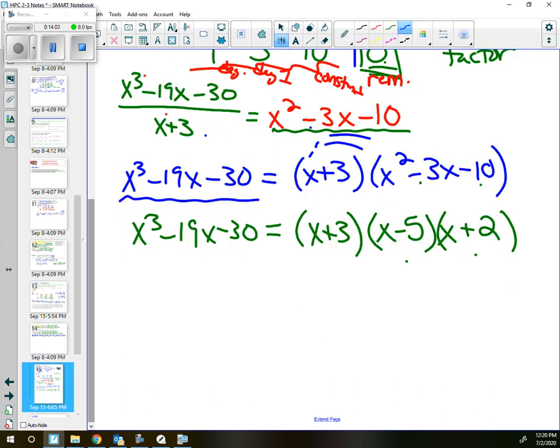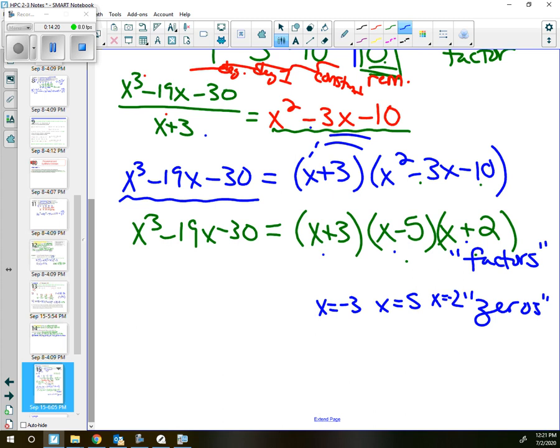So now here's the super cool thing. Once you know the factors, the things that you multiply together, we can also then find the zeros or the solutions. So the zeros are setting each of these equal to 0 and solving. So we'd have an x equals negative 3, an x equals 5, and an x equals negative 2. That means we know where this graph crosses the x-axis, right? We can see where those locations are. So negative 3, negative 2, and 5.